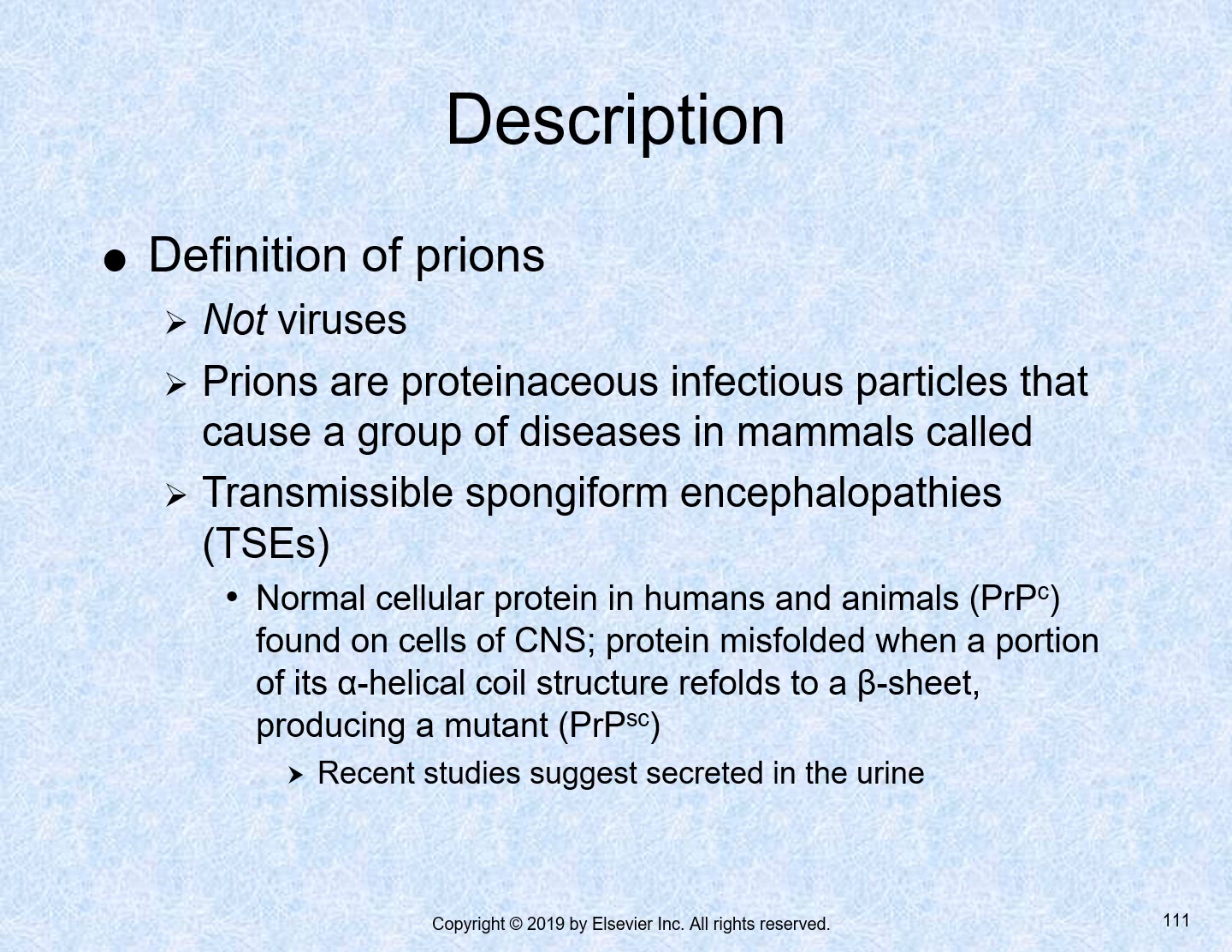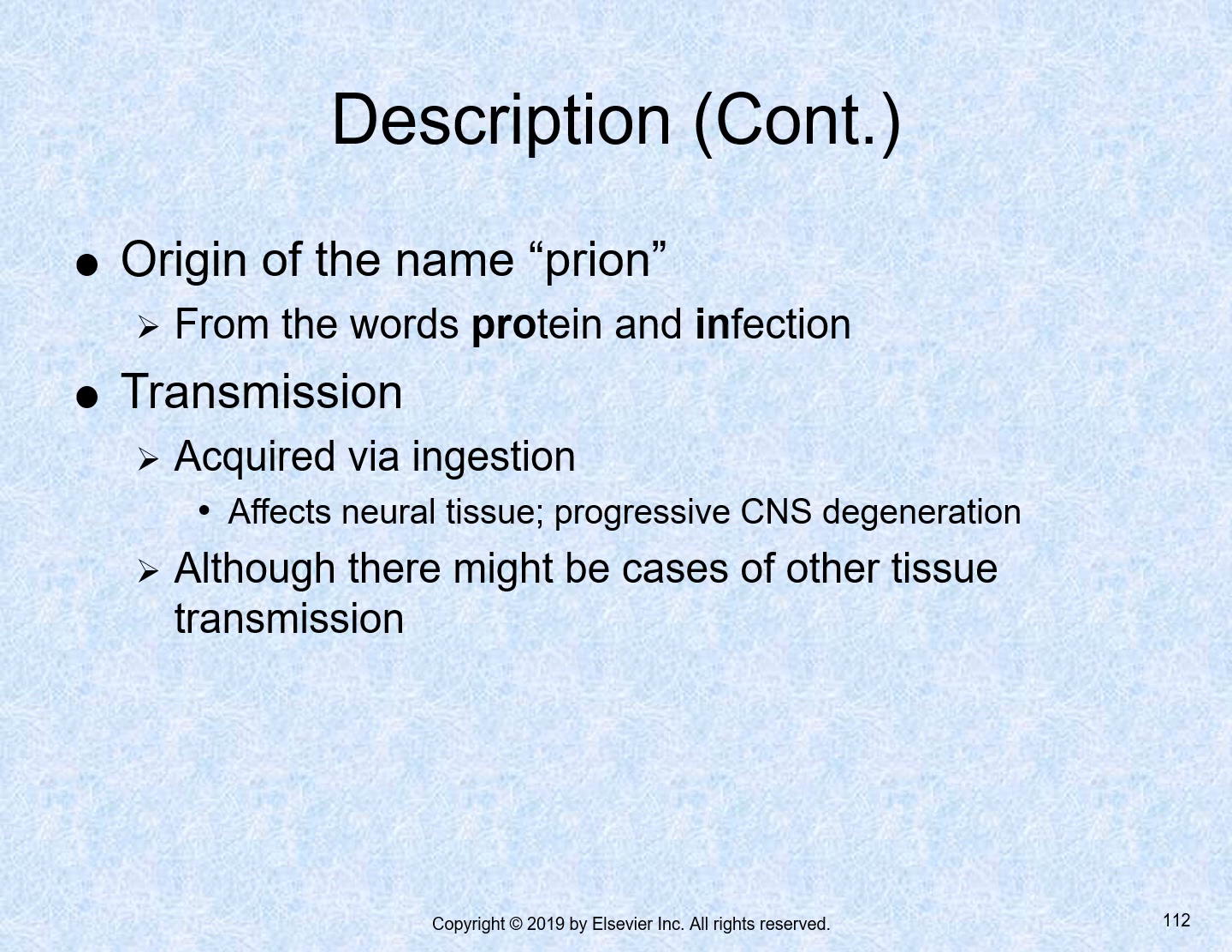Recent studies have also suggested the excretion of the TSEs in urine, aside from the histopathological specimens. The name prion came from the words protein and infection. Prions are transmitted through ingestion, and then that in turn affects neural tissue, resulting in progressive central nervous system degeneration. There may be cases of other tissue transmission, but typically it's ingestion affecting neural tissues.